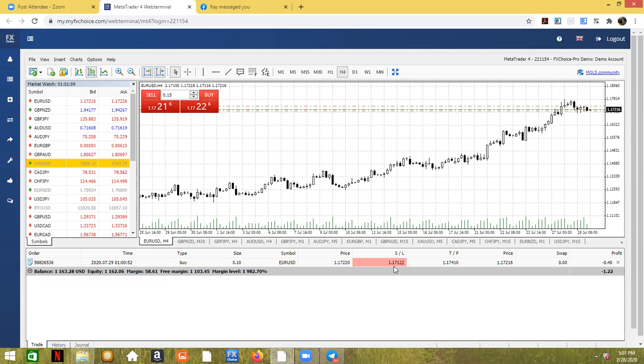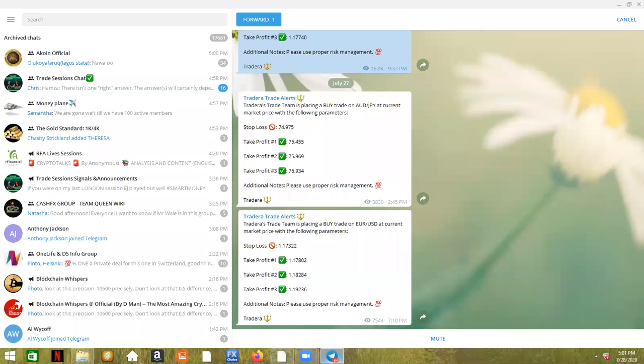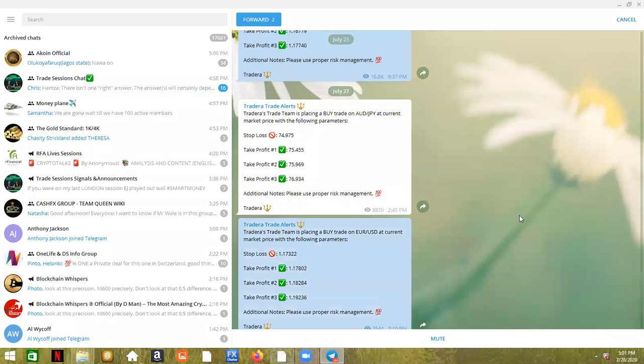I set an 8 pip stop loss, which is really close, but that means you're only going to lose $8, right? Because we're doing dollar pips. Our lot size is 0.1. So that's how you set a trade in your MetaTrader 4. I'll do another one just so you can see it done again real quick.